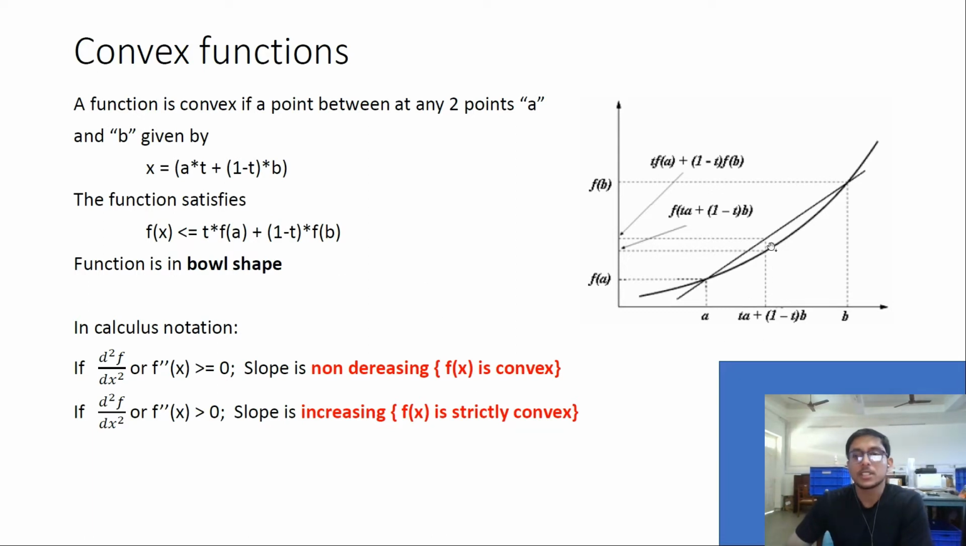So this is what a convex function is, and I like to call it a bowl shape function. If you do an interpolation, then the point will be above that. It's like filling up water. It can hold the water.